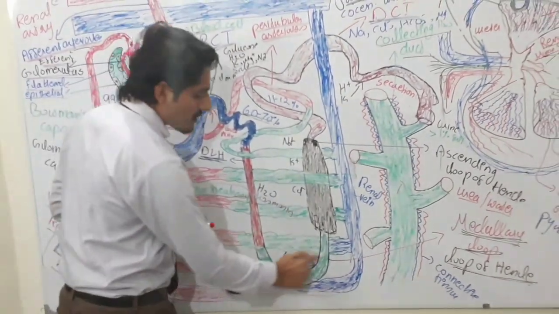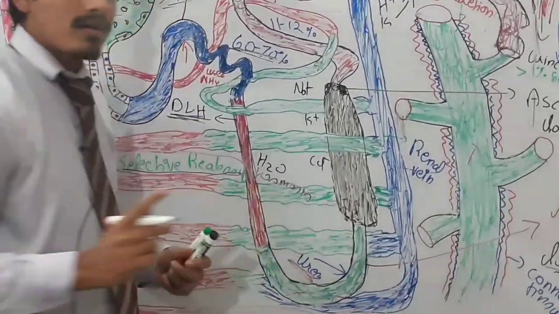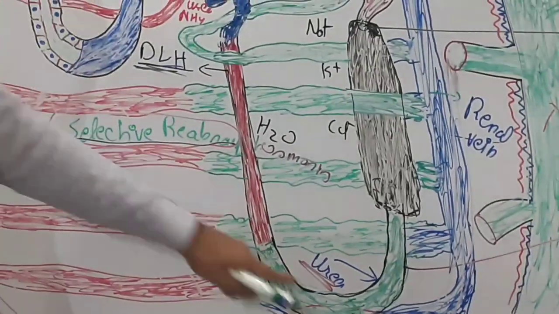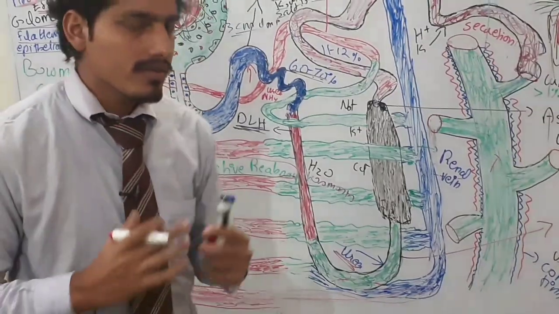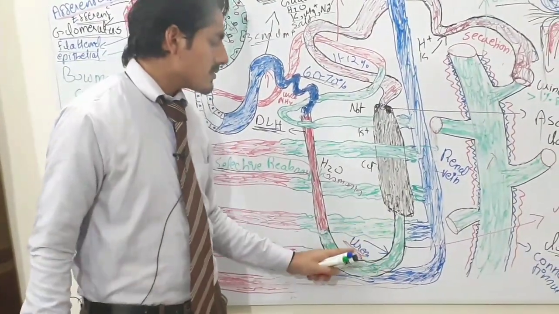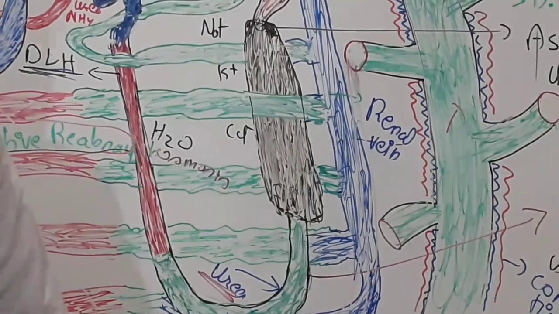Okay, when we move downward, there is a U-shaped structure. Here urea is added into the filtrate because urea has a toxic effect in our body. Therefore, in the U-shaped structure, urea is released into the loop of Henle.